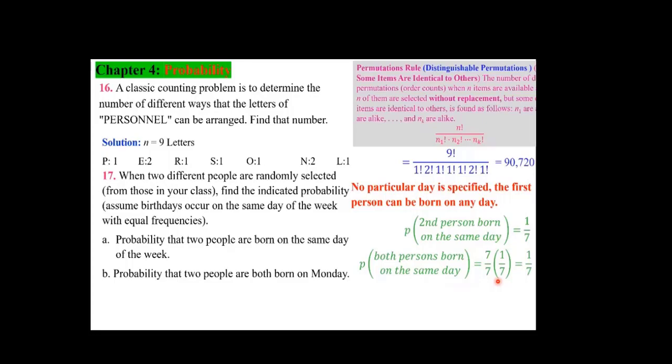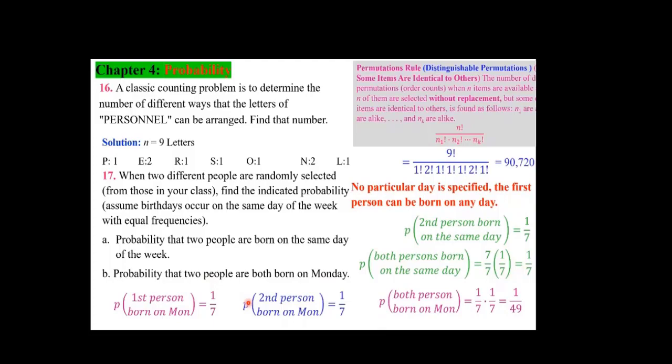It has to be the same day as the first person. So the first person has a choice. That's 1 or 100% or 7/7. The second doesn't. Their product is 1/7. However, in this case, each one must be born on Monday, a specific day of the week. It's 1 out of 7. So each one has a probability of 1/7. And their product is 1/49. So it's important to distinguish among those two questions.